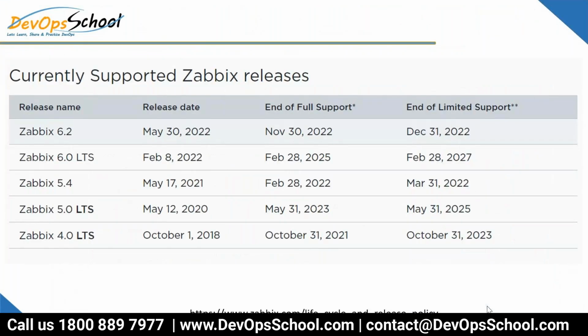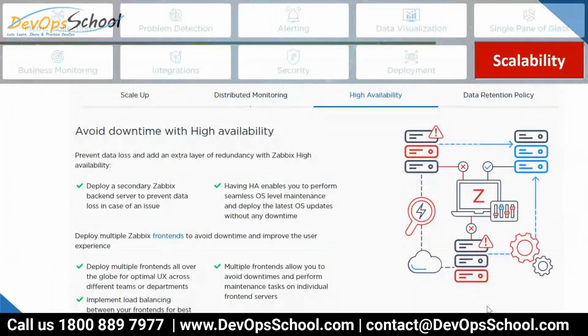So overall, you saw that we have a lot of features in terms of metric selection with a wide range, problem detection, alerting, visualization, single pane of glass, business monitoring, integration, security, deployment, and scalability.